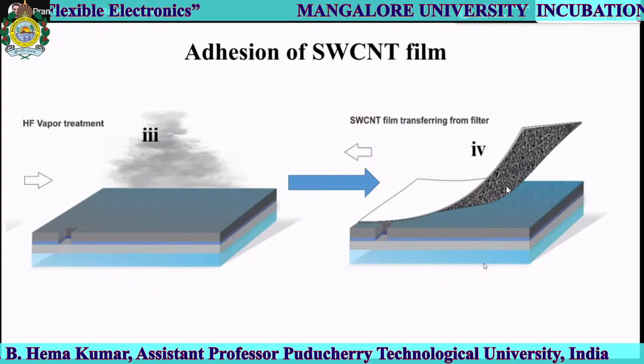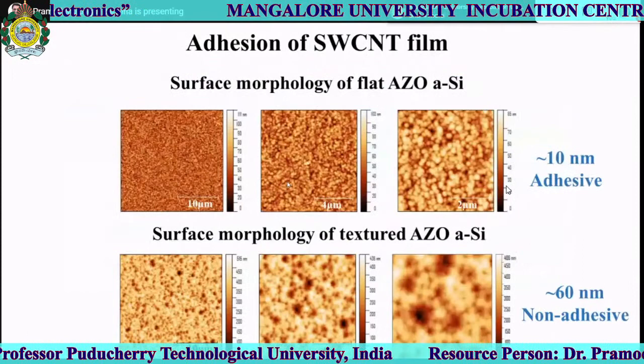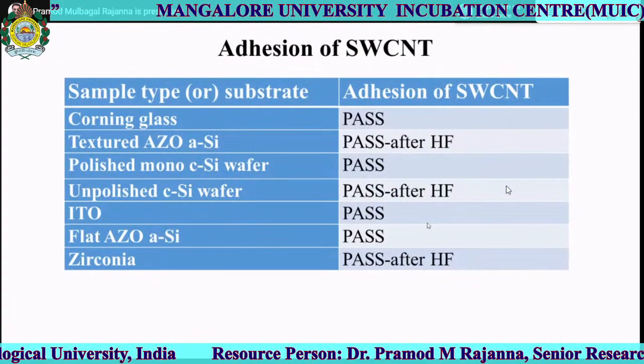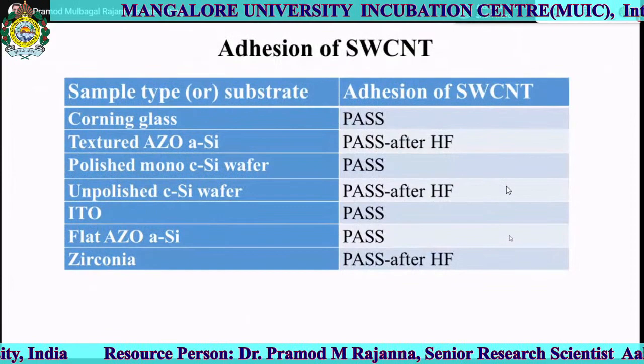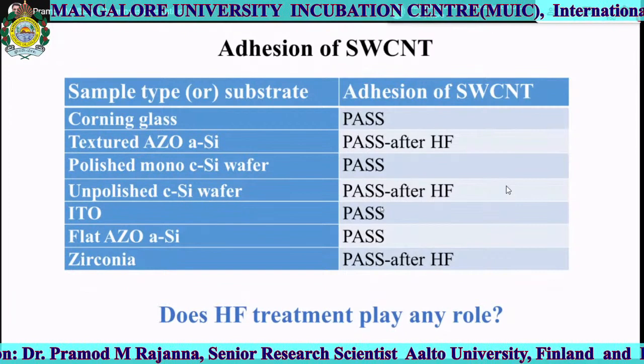But then, when we exposed these materials on which the carbon nanotubes failed to transfer to a passive HF treatment, it turned out that even on a substrate with a higher surface roughness of 60 nanometers, the carbon nanotubes were easily transferred. Then the same approach was applied to all the different substrates that I show here, and after the HF treatment, the carbon nanotubes easily transferred onto each of these substrates. So this started triggering the question: does HF treatment play any role?